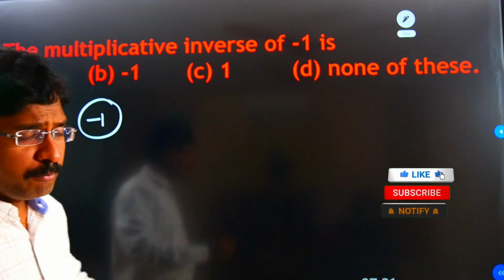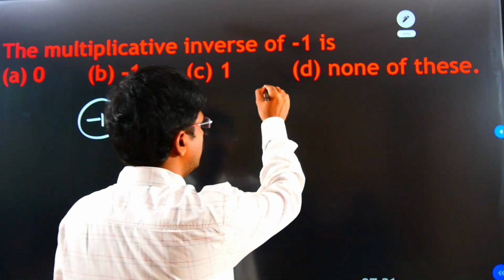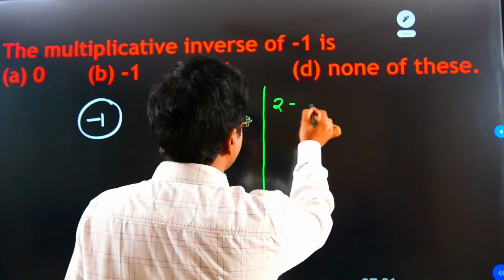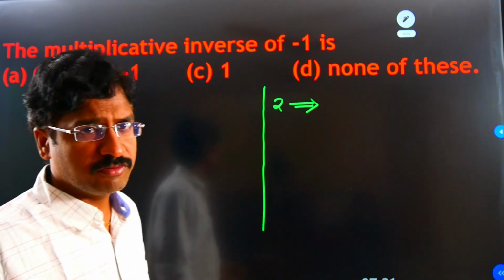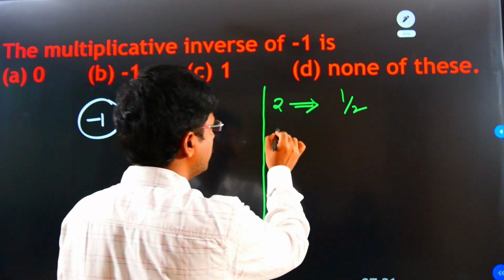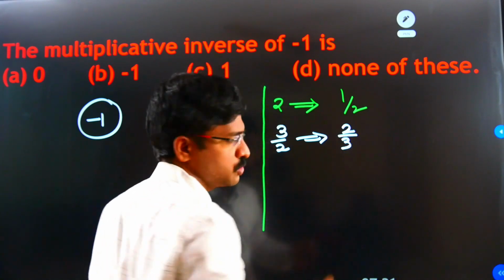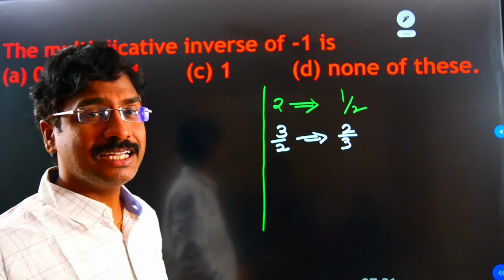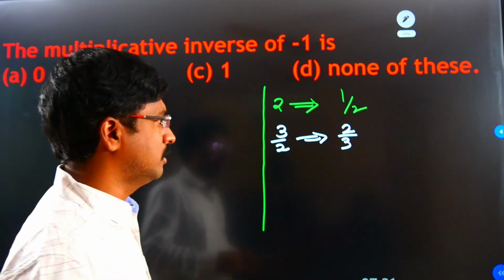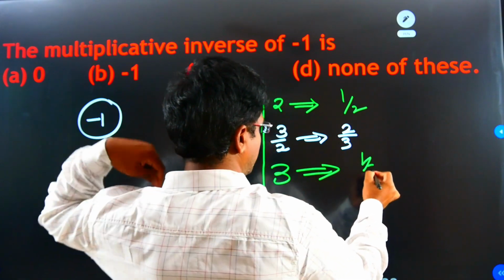Before starting this question, I will give some examples of inverse of multiplication. For example, the inverse multiplication of 2 is 1 by 2. The inverse multiplication of 3 by 2 is 2 by 3. That means it is getting a reciprocal. Inverse multiplication means a reciprocal, right? The inverse multiplication of 3 is 1 by 3, like this.